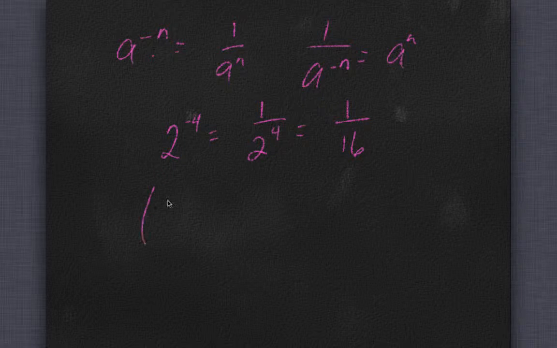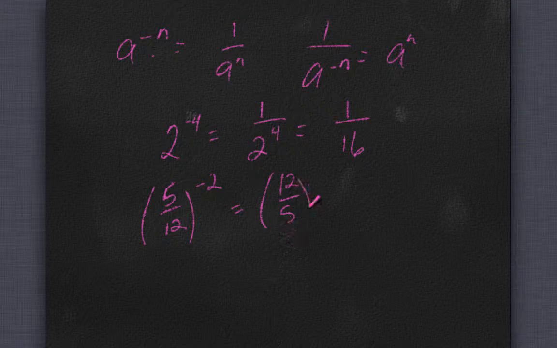If you have an entire fraction, like 5/12 to the negative 2, that means everyone's in the wrong position, so you can just make it 12/5 to the 2. That's the easiest thing to do.